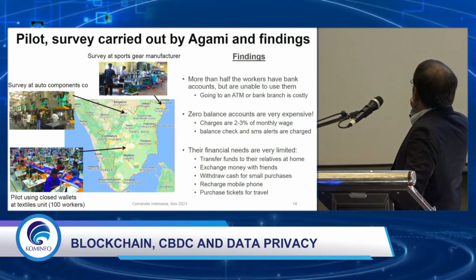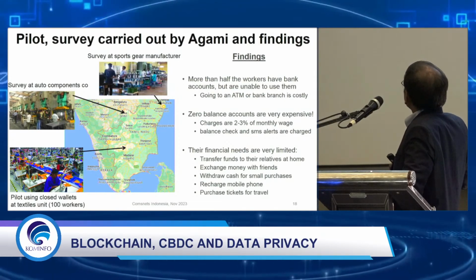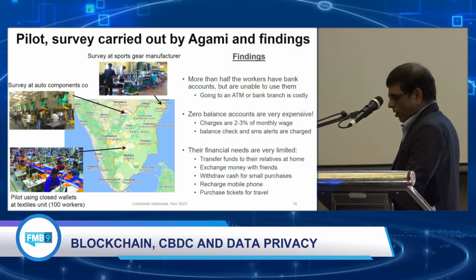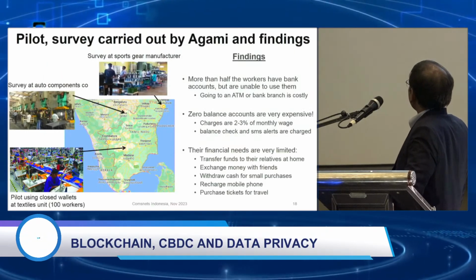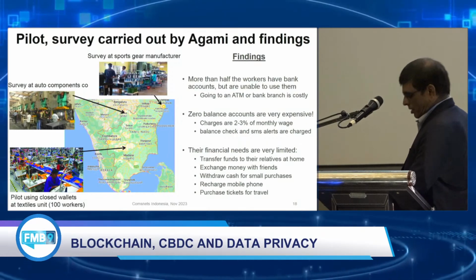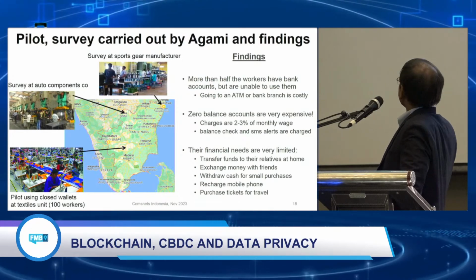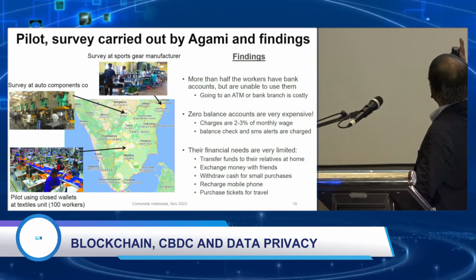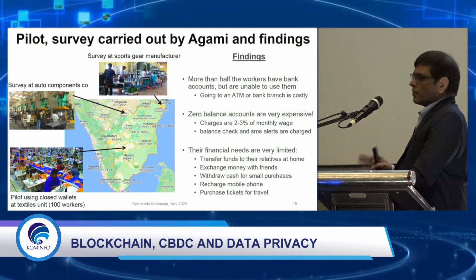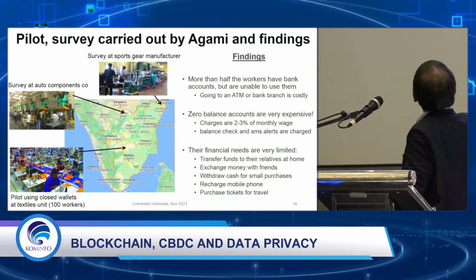And similarly, we did a survey. Based on this pilot, we ran a survey with 2,000 employees in an auto component company in a place called Hosur, which is south of Bangalore, and with a manufacturer of sports gear in Chennai, about 1,500 workers. So altogether, we reached out to maybe 5,000 or 6,000 workers and got a lot of feedback. And what did we find?